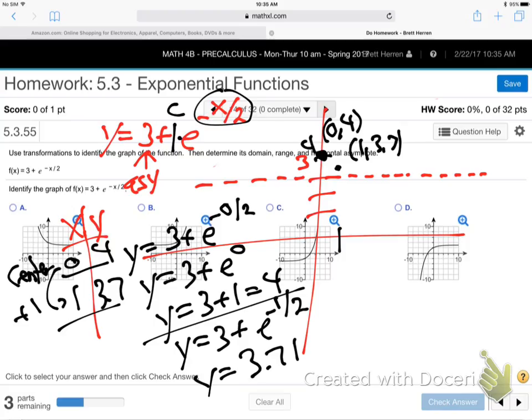Remember, because it always has a flat side and a rocket side. So this must be the flat side. This must be the rocket side. It's important that I found 3.7 is lower than 4, so it's coming down to the right.